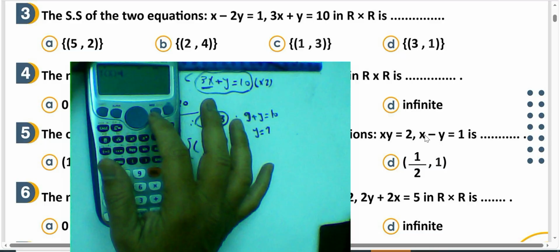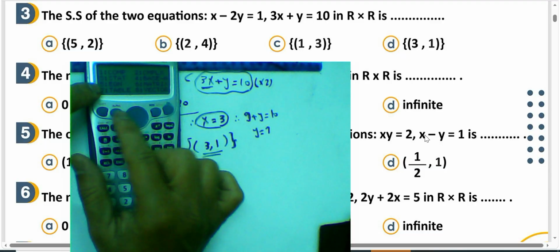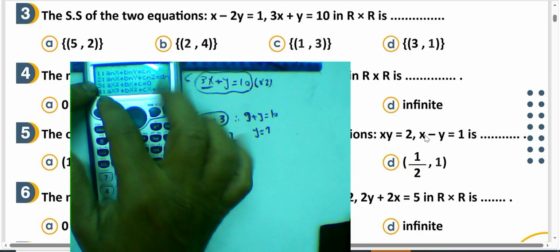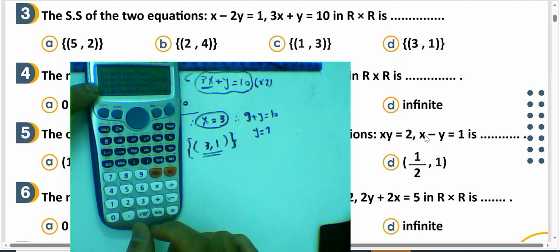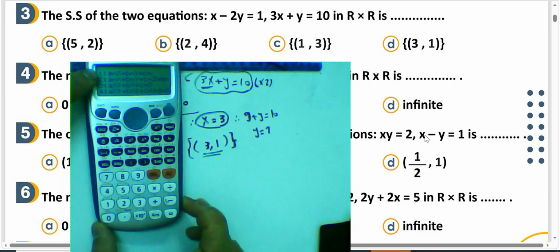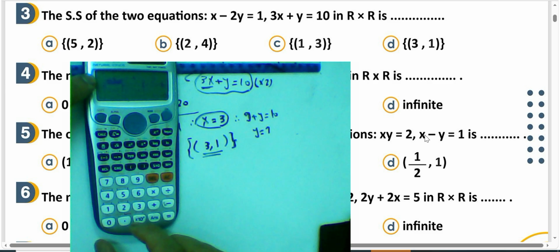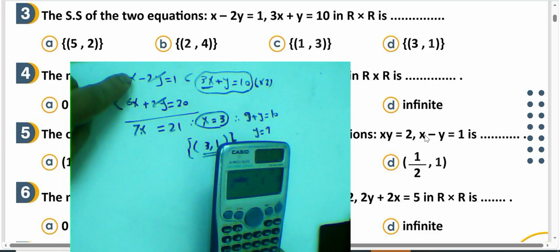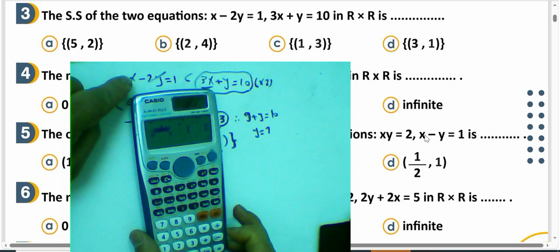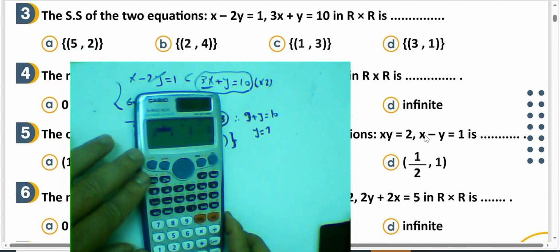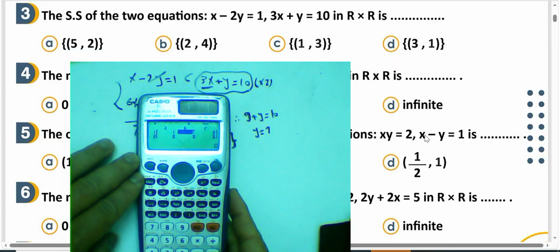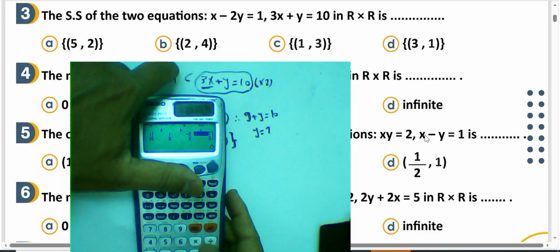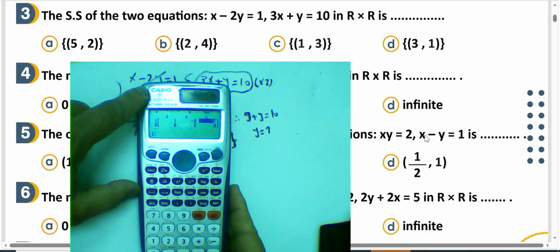First step, open the calculator and choose number 5, put number 5 here, and then choose number 3, number 1. Choose number 1, and then write the coefficients of the first equation. We have two equations here, 1 and 2. First equation, the coefficient here is 1, put 1, equal, and then -2, equal, and then the constant 1 outside, 1, equal.